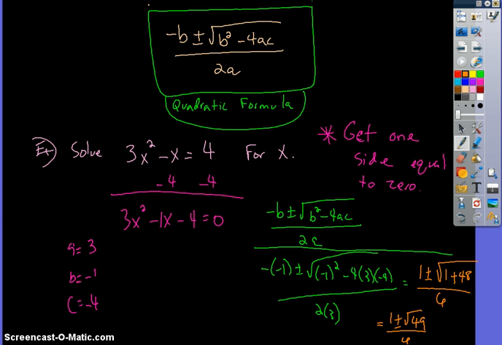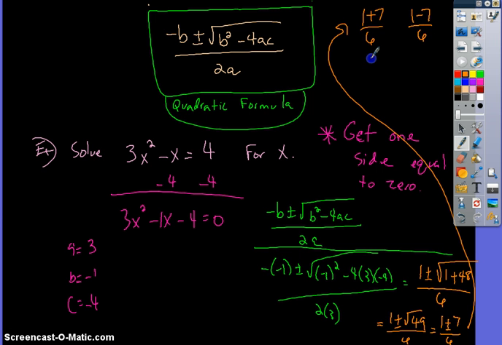So it gives you 1 plus or minus the square root of 49 over 6, which is 1 plus or minus 7 over 6. Now clearly I'm out of space, I'm going to move it up here. So that means 1 plus 7 over 6, and then 1 subtract 7 over 6. So this is 8 over 6, and this one is -6 over 6. So 8 over 6 is 4/3. -6 over 6 gives you -1. So my solutions for x are -1 and 4/3.